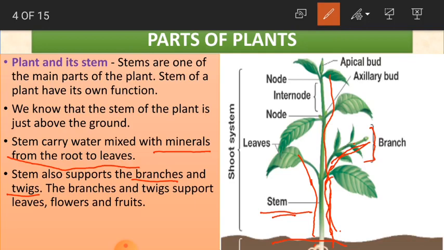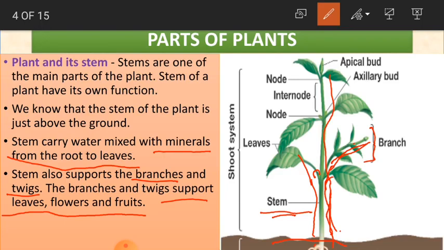So again, twigs. What are twigs? Like a small shoot. When a plant starts growing, we get small shoots, and then that shoot becomes a branch, then another stem, and so on. So this stem is going to support the branches and twigs, and these branches and twigs are supporting leaves, flowers and fruits.